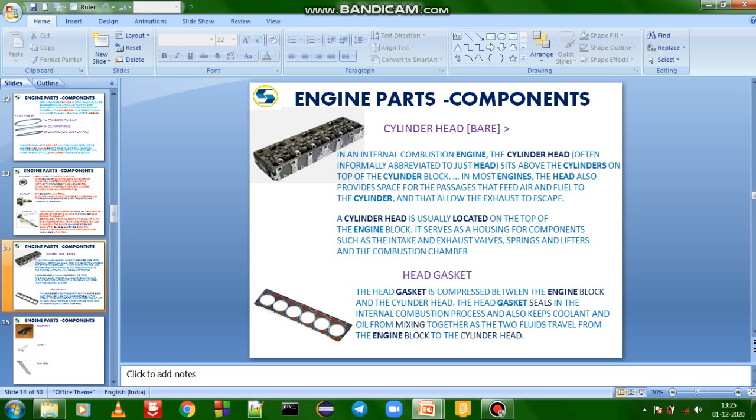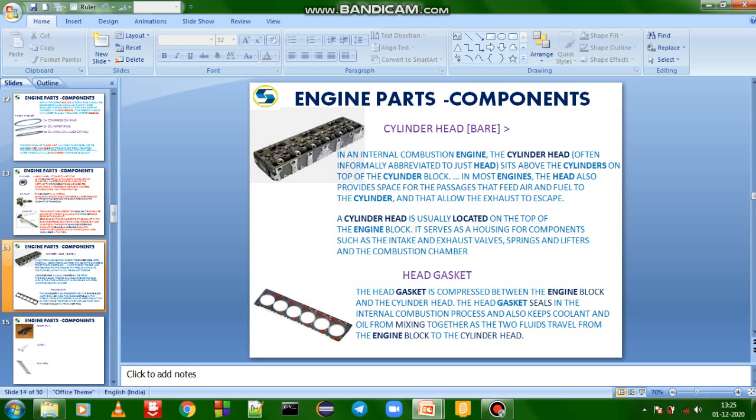Another main part of the engine is called the cylinder head. It is bare, without valve springs, valve seats, valve guides. In an internal combustion engine, the cylinder head sits above the cylinders on top of the cylinder block. In most engines, the head also provides space for the passages that feed air and fuel to the cylinder and that allow the exhaust to escape.